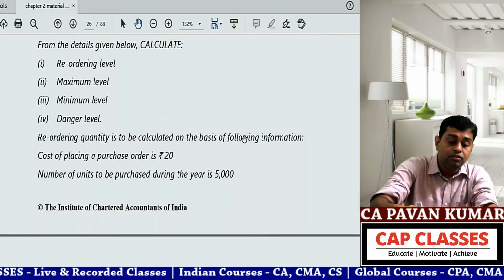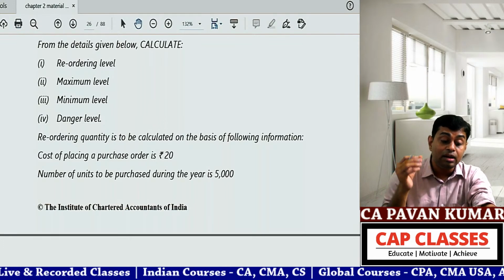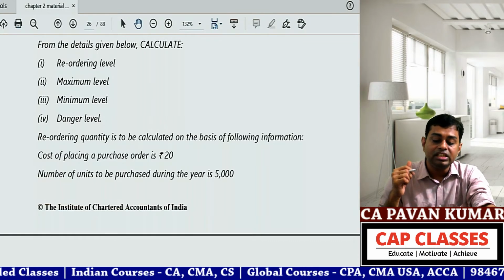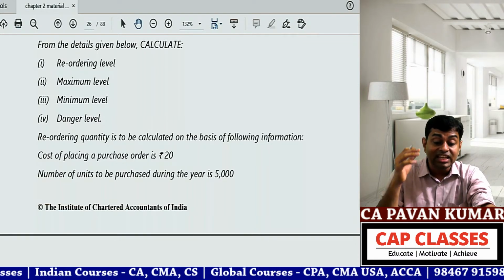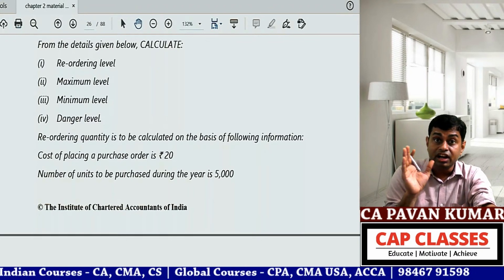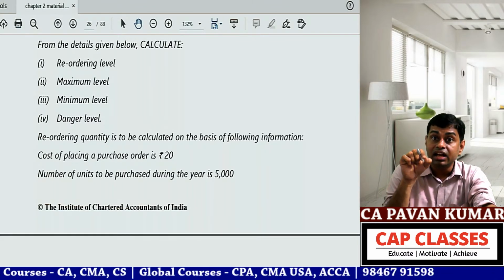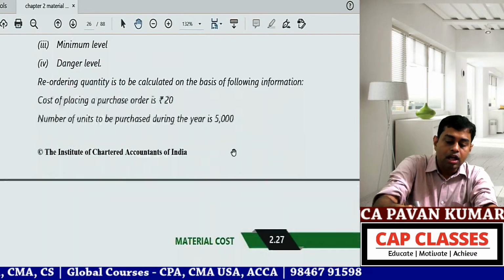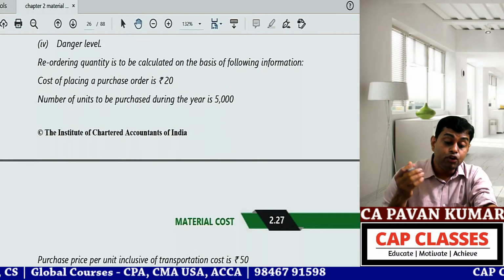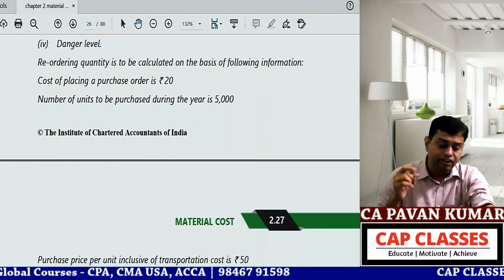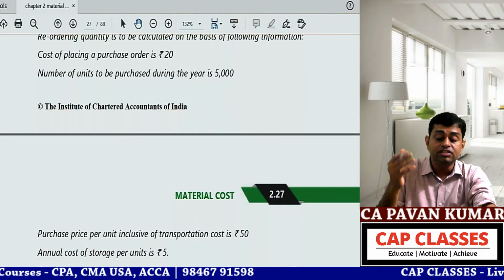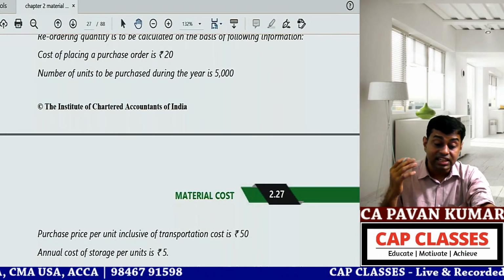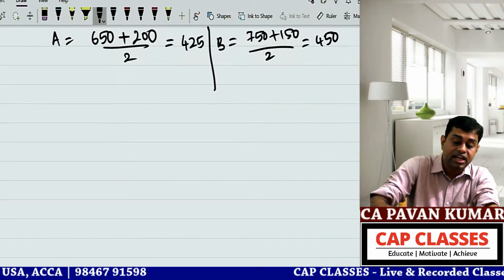Question number 6. From the details given below, calculate reorder level, maximum level, minimum level, danger level. Reordering quantity is to be calculated on the basis of the following information. Cost of placing an order is 20. They have not given reorder quantity. They have given data to calculate EOQ. We'll calculate EOQ, which is nothing but ROQ. So ordering cost 20 rupees. Number of units to be purchased during the year 5,000. Purchase price per unit inclusive of transportation 50. Annual cost of storage is 5 rupees. So put the heading problem number 6.